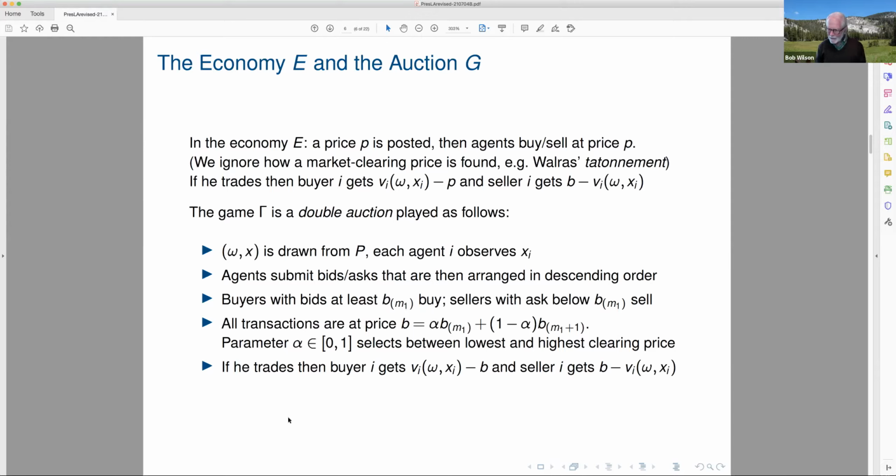The agents observe their signals, they submit their bids, and we line up the bids so that we clear the market. The only thing I'd point out is we're allowing an arbitrary rule for selecting, within the interval of clearing prices, which one will be picked. It could be the highest, sort of like a first price auction, or the lowest, sort of like a second price auction. And then payoffs are based upon the clearing price that's chosen in the auction.